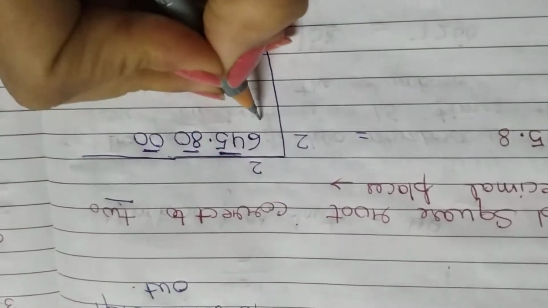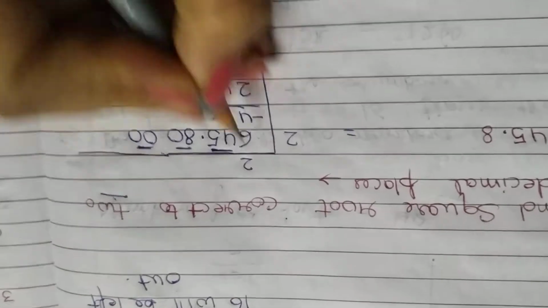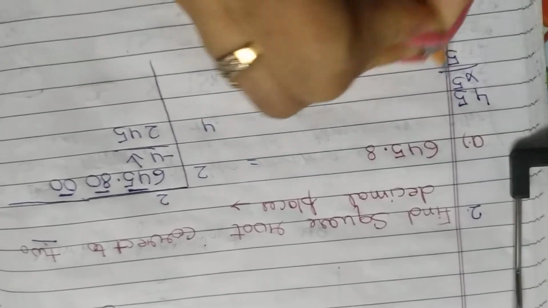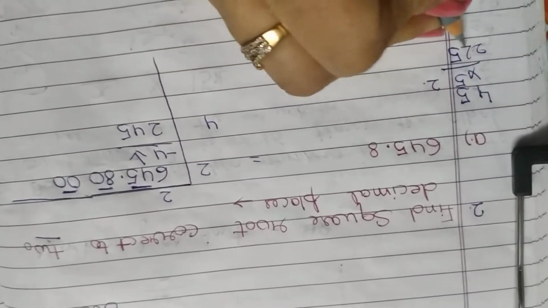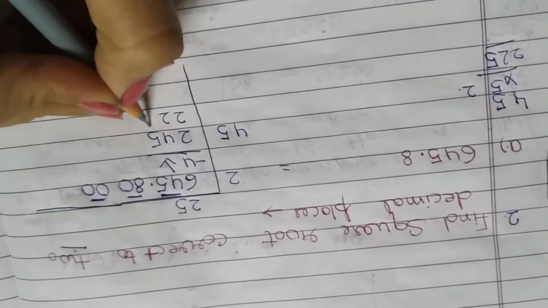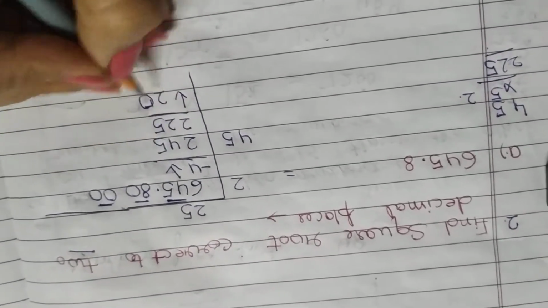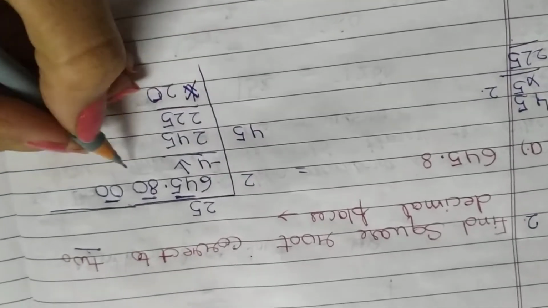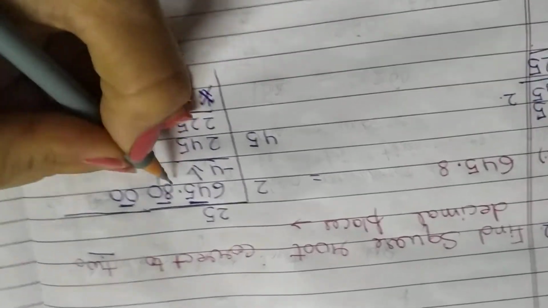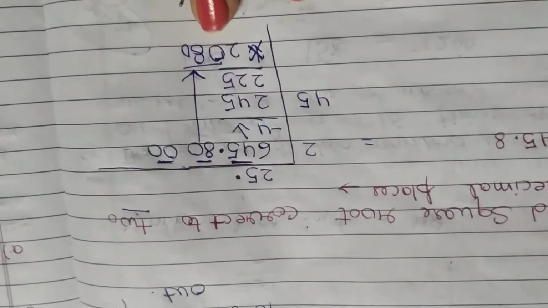2 2s are 4, 6 minus 4 is 2. Next pair is 45 and double of 2 is 4. Let's do the calculation. 5 5s are 25, 5 4s are 20 and 2 makes 25. Okay, 5 5s are 25, it becomes 2025, sorry 2025. 5 minus 5 is 0, 4 minus 2 is 2, and this is nothing. Now I have to take the next pair 80 here, but here is a dot, so this dot will automatically go upwards. Okay, this dot goes there, it becomes 2080.